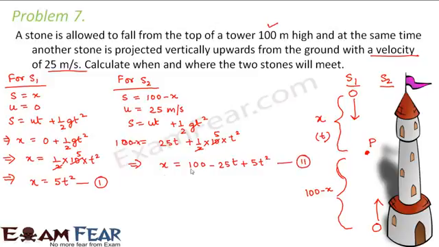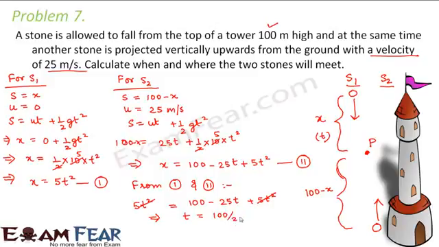Now from equation 1 and 2 we see both the equations have their left hand side as x. So their right hand sides should also be equal. So from equation 1 and 2 we can say that 5t square should be equal to 100 minus 25t plus 5t square, right? So this 5t square and 5t square will get cancelled. So from this we get t is equal to 100 by 25, that is equal to 4 seconds.